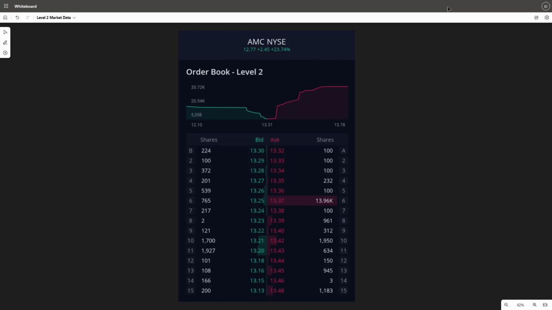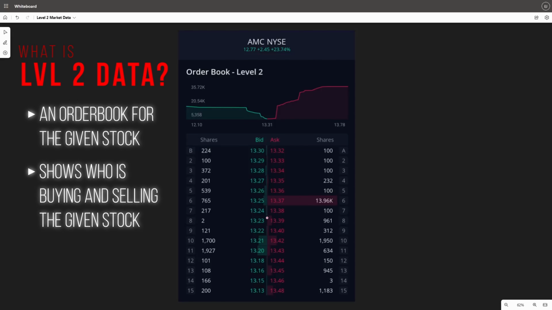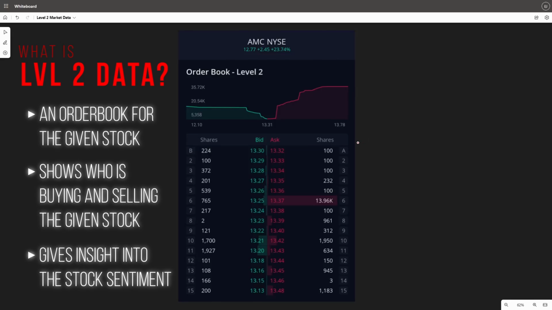So to start off, what is the level 2? The level 2 is pretty much an order book for any given stock. The order book pretty much shows a list of who's buying and who's selling the stock. And it gives more of an in-depth insight if the stock is more bearish or bullish.